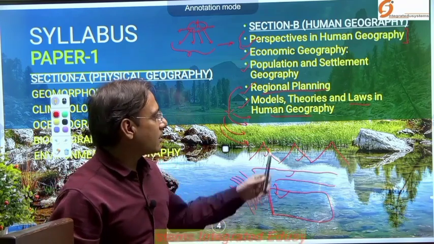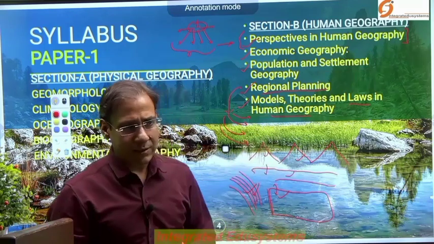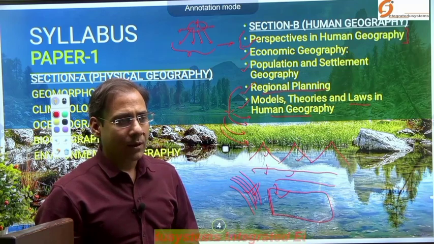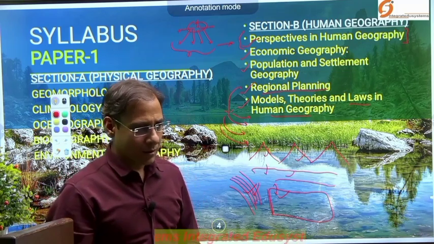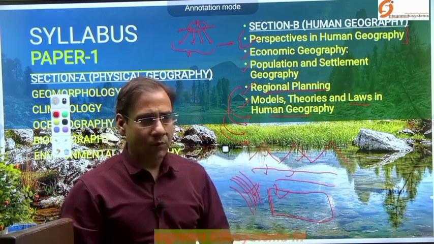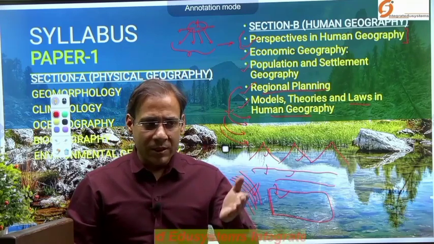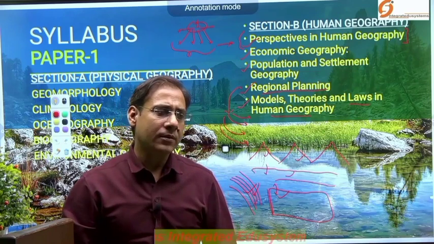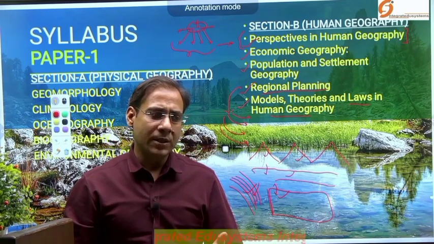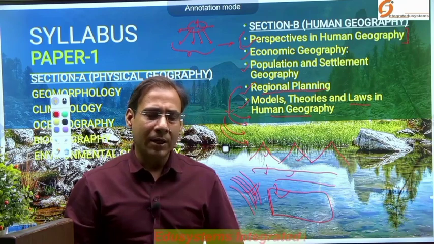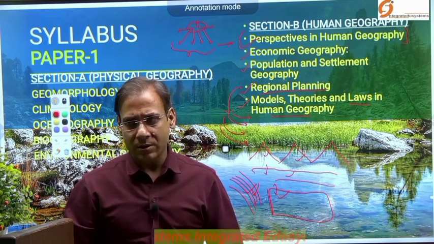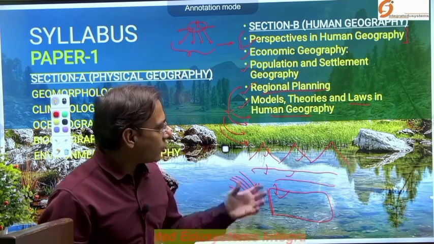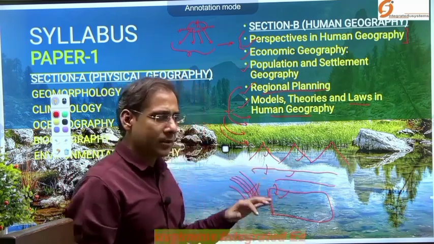And as I have said, some models and theories are also there, and some laws. For example, on what basis the boundaries have been demarcated between two nations? There is a law for that. That law has been designed by an agreement between two countries. So you have to learn some basic laws, models and theories.